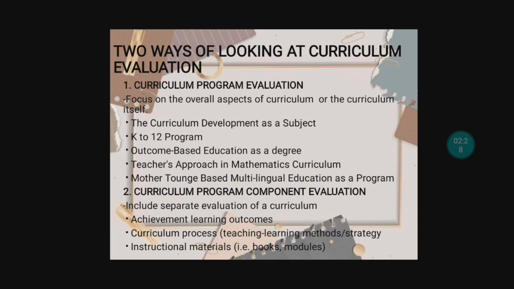So, the first one is curriculum program evaluation. It focuses on the overall aspects of curriculum or the curriculum itself. And some examples of these are the curriculum development as a subject, K-12 program, outcome-based education as a degree, teachers' approach in mathematics curriculum, and mother tongue-based multilingual education as a program.